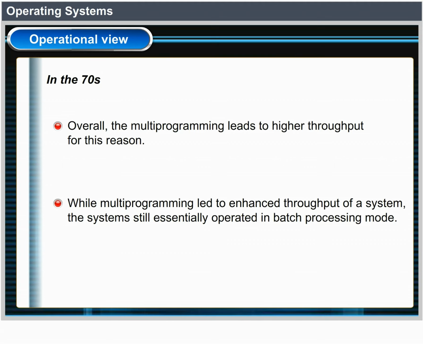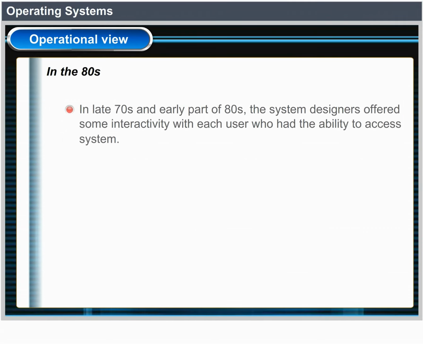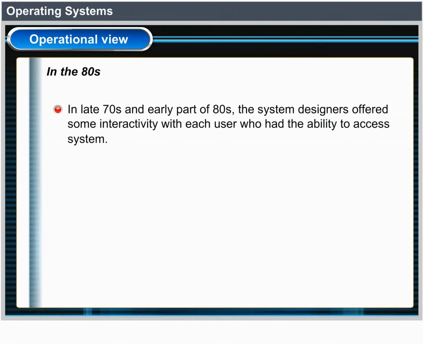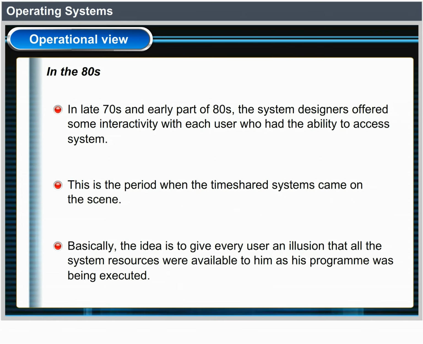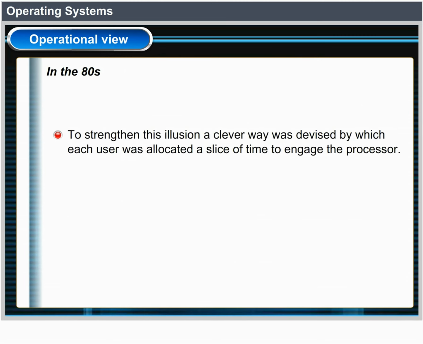In the decade of the 80s, in the late 70s and early part of the decade of the 80s, the system designers offered some interactivity, with each user having a capability to access the system. This is the period when time-shared systems came on the scene. Basically, the idea is to give every user an illusion that all the system resources were available to him as his program executed. To strengthen this illusion, a clever way was devised by which each user was allocated a slice of time to engage the processor.